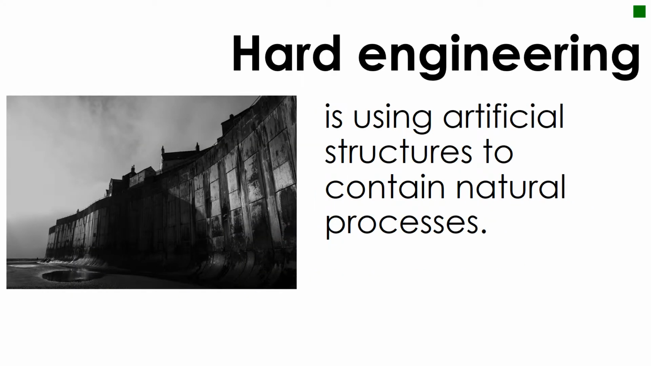Firstly, hard engineering, which is protecting the coast by using artificial structures to contain natural processes. So building things out of steel and out of concrete along the coast to stop erosion.